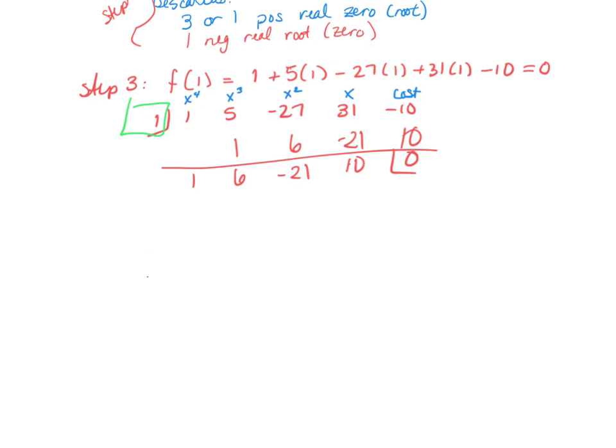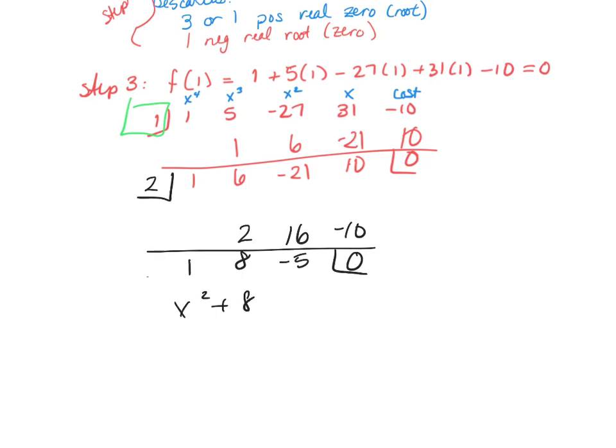So now I go back to my synthetic division, and this time I'm going to use that bottom line as my top row, and I'm going to use 2. So I do 2, so 1 comes down, 2 goes up. This gives me 8, and then 16 minus 5, negative 10. So I end up with x squared plus 8x minus 5.